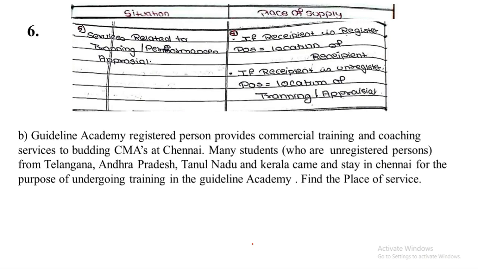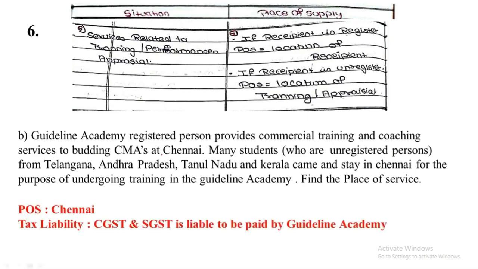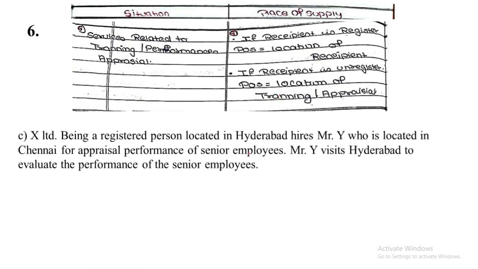Now here the recipients are unregistered. As per the rule, if they are unregistered, the place where the training took place will be your place of supply. So in our case, the answer will be Chennai, because the training has been taking place in Chennai. And the students who are the recipients are unregistered, so the location of the training will be considered as the place of supply. I hope everyone has understood up to this point. We go to the next part.